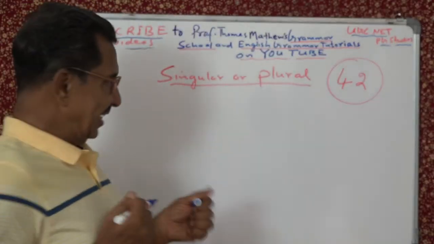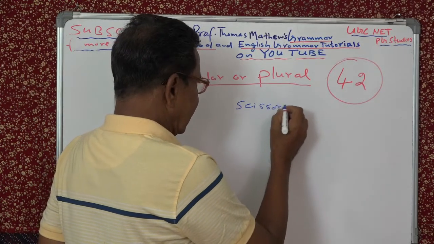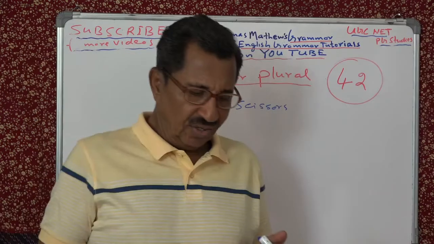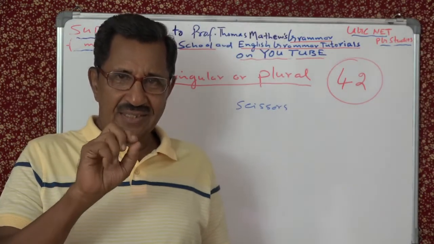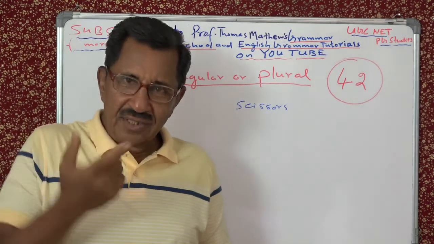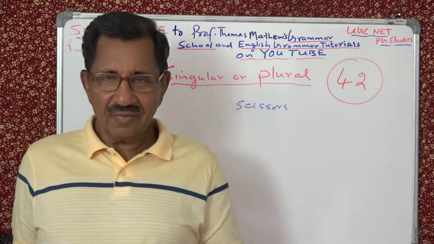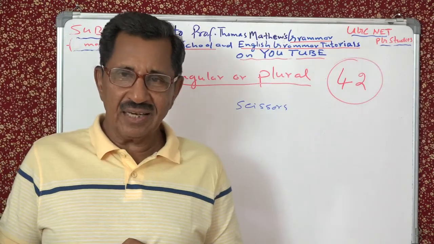Scissors. Scissors, you know. Do you know more nouns like this, which have two parts, but the two parts together make one? Have you got some ideas like that, some nouns like that?